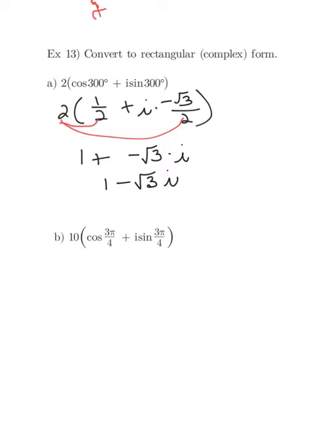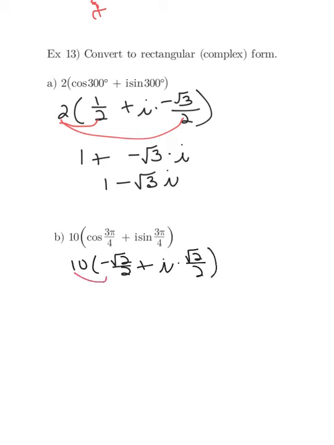For example B, the only thing that's different is that our angles are in radians, and that is absolutely fine. The process does not change. So we're going to keep the 10 on the front. We are going to substitute what cosine of 3 pi over 4 equals. It equals negative square root of 2 over 2 plus i times the sine of 3 pi over 4, which is positive square root of 2 over 2.